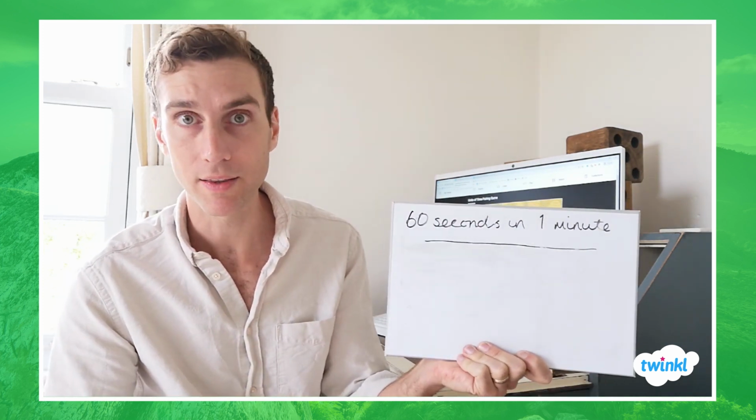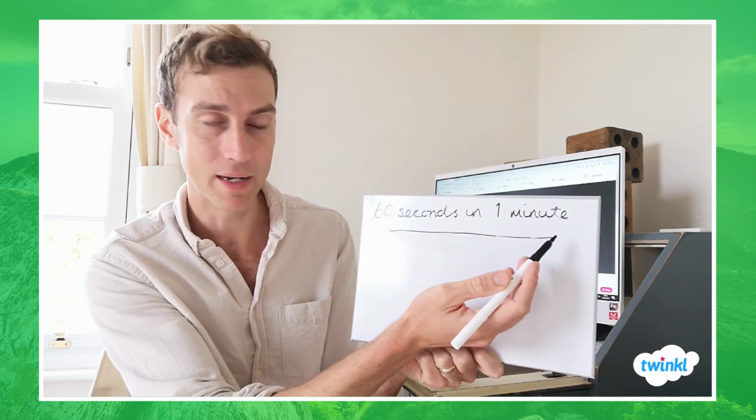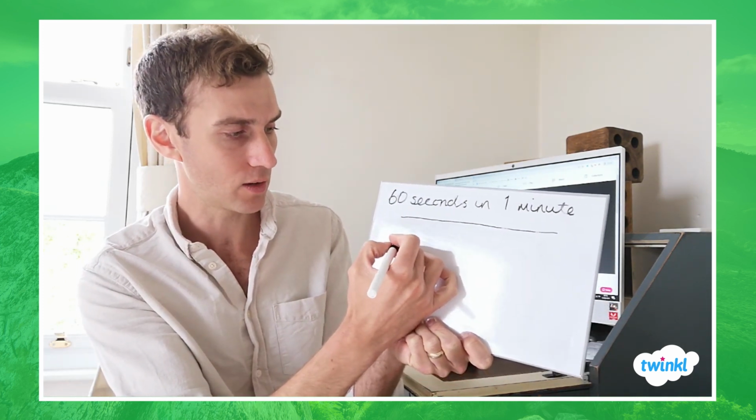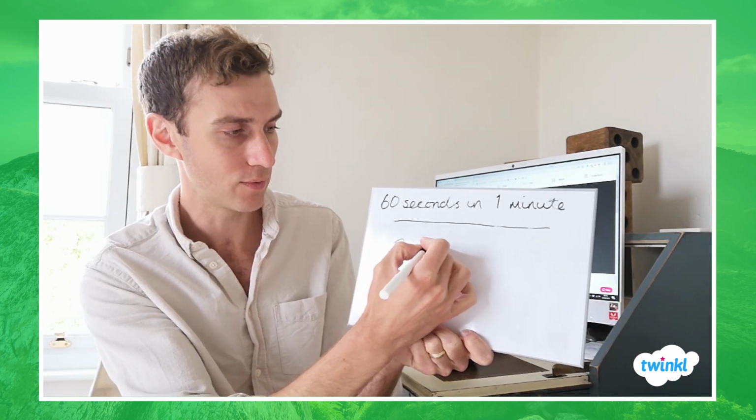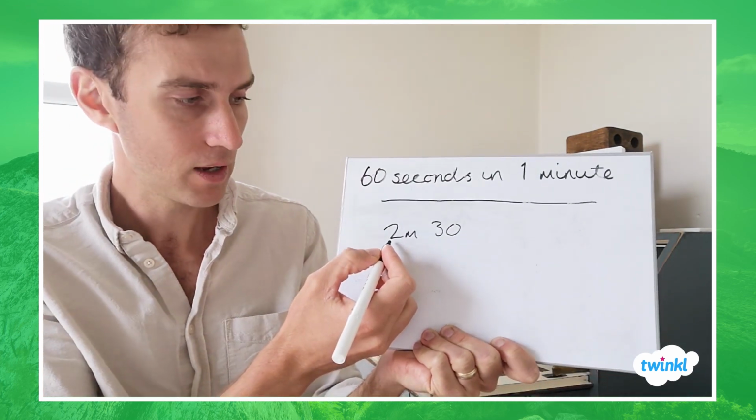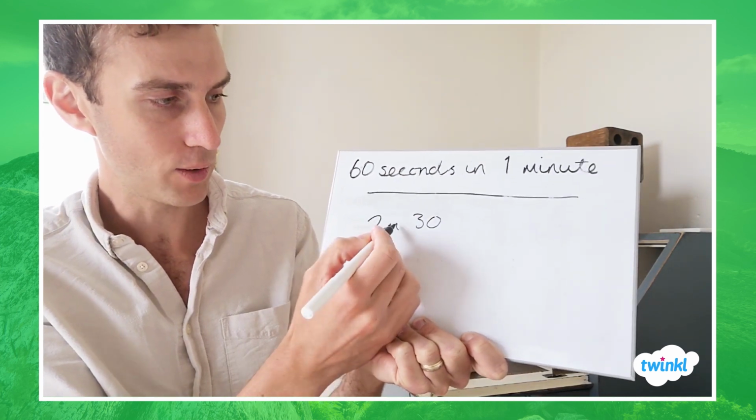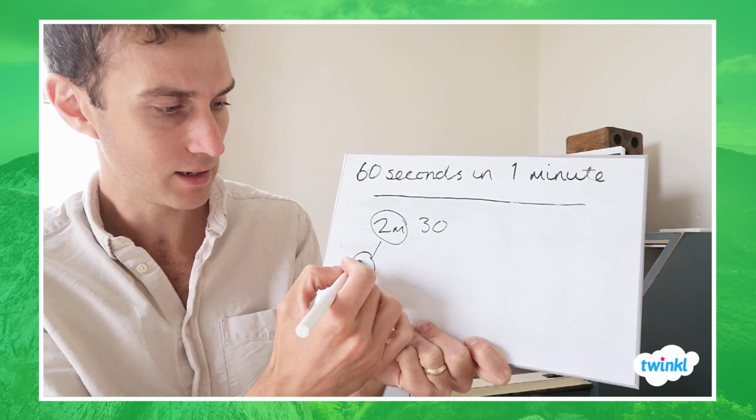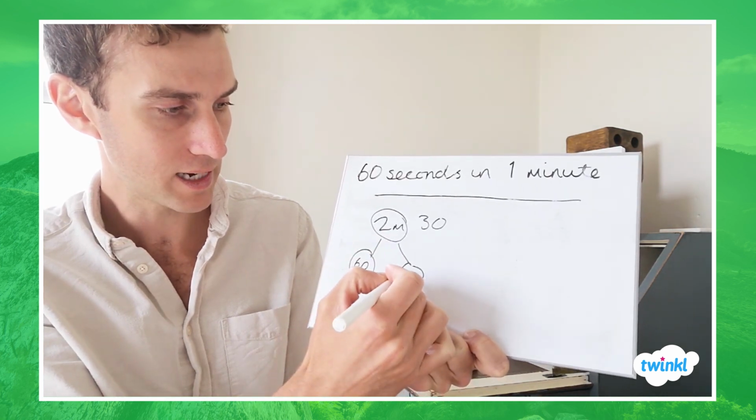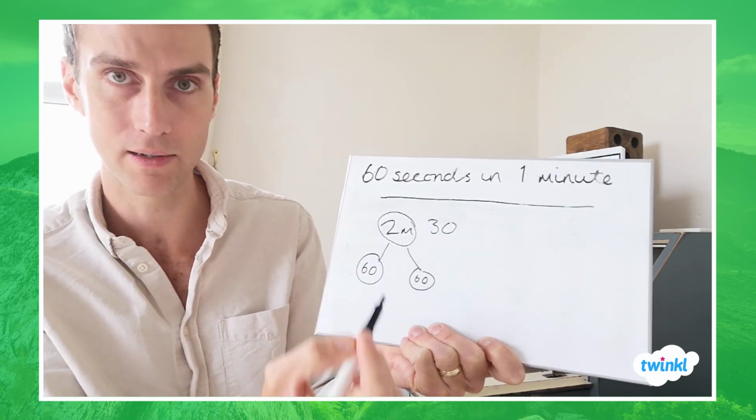But if you're set a problem like how many seconds are there in 2 minutes and 30 seconds, well, we've got to remember, as I said before, there are 60 seconds in 1 minute. So if the question's asking you how many seconds are there in 2 minutes and 30 seconds, then we've got to start by working out how many seconds there are in 2 minutes. So if there are 60 seconds in 1 minute, then that's 2 lots of 60 seconds. If we were doing a part-whole model, we could break it down like that. It's a 60 and another 60, because there are 2 60 seconds in 2 minutes.